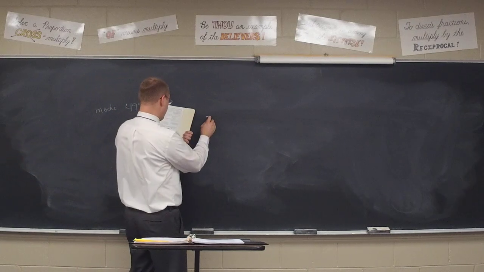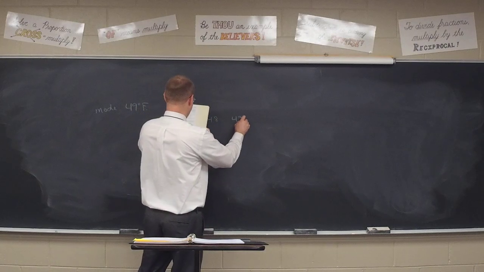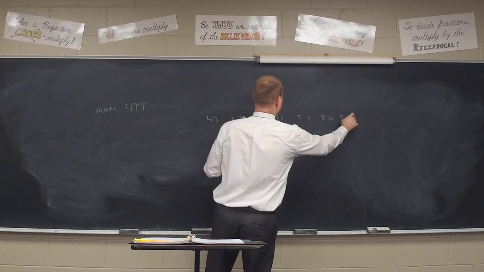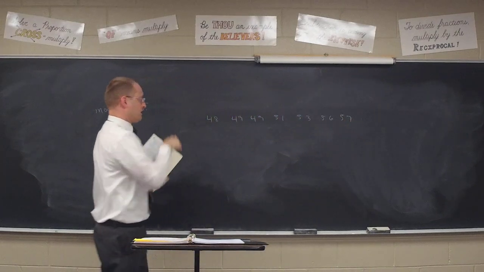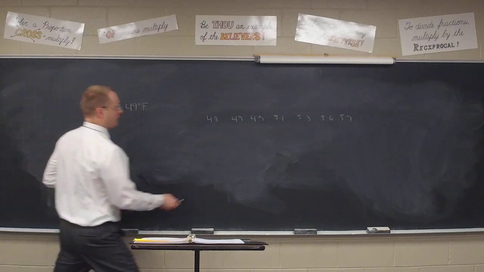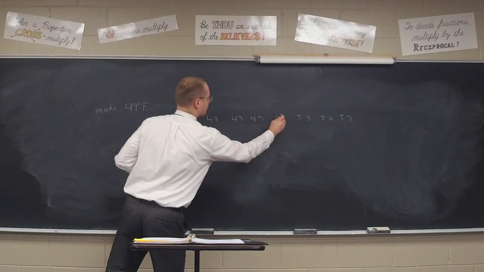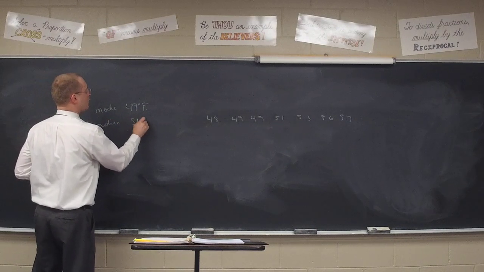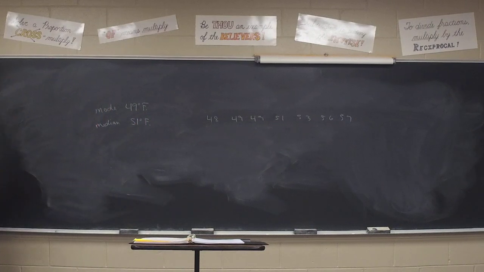So if we rank the data, we got a 48, 49, 49, 51, 53, 56, 57, 1, 2, 3, 4, 5, 6, 7 days. What is the middle value here, class? 51. That's a very poorly written 51, but it does say 51. So our median is 51. Does the mode agree with the median, class? No, but it's not too far off.